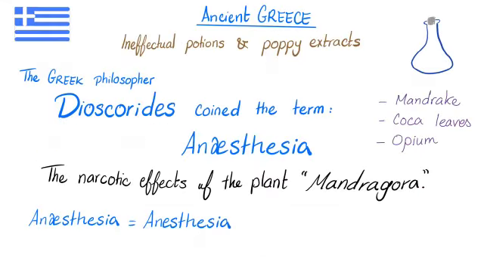So let's start with ancient Greece. They used ineffectual potions and poppy extracts. The Greek philosopher Dioscorides coined the term anesthesia, which means basically no sensation or no consciousness. It's a drug-induced, reversible state of unconsciousness and no pain sensation. Dioscorides coined the term because he observed the narcotic effects of the plant mandragora.